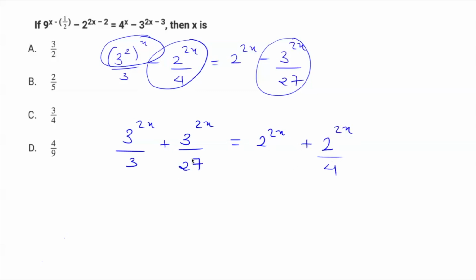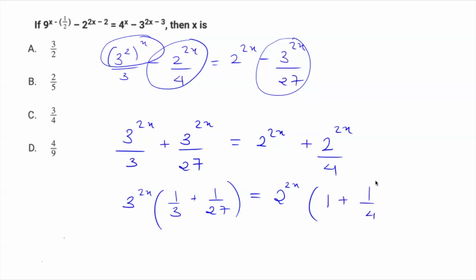Now what we will do is from the left hand side let's take a 3 raised to 2x common from both the terms. So I'll be left with 1 by 3 plus 1 by 27 is equal to, between both these terms I will take a 2 raised to 2x common. Here I'll be left with a 1 common. Again 1 by 4. 1 plus 1 by 4. And now we have to simplify this entire expression. So 1 by 3 we multiply above and below by 9. This becomes 9 by 27 plus 1 by 27. That's 10 by 27 for you.